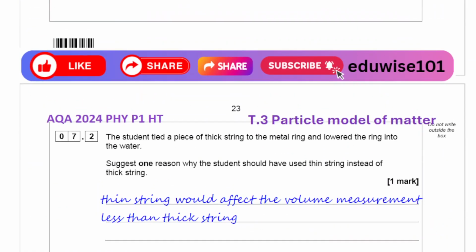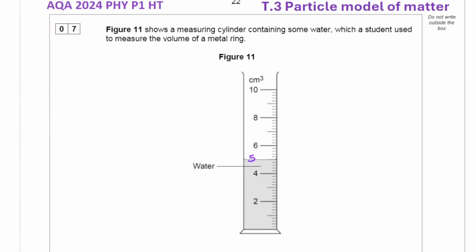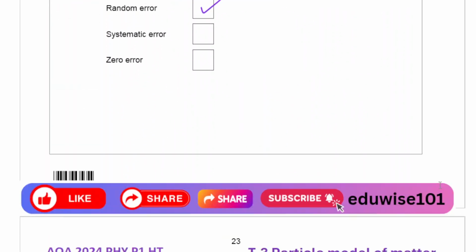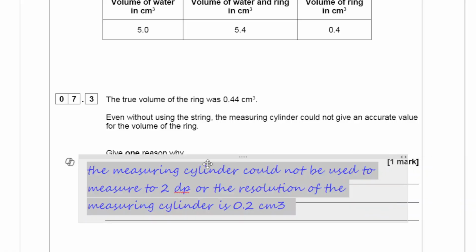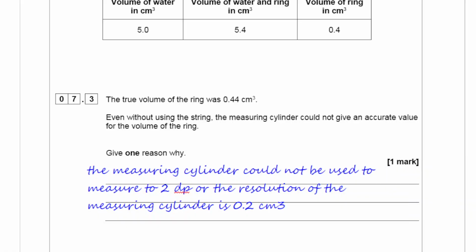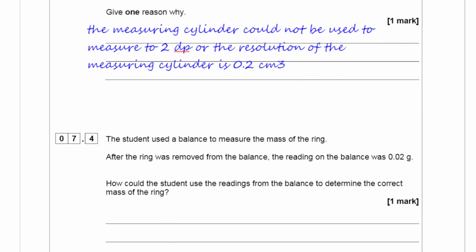Why is that? So if we look at this, each division is 0.2 centimeter cube. So the resolution is not that great. If we used a measuring cylinder with a 0.1 centimeter cube, that would give us a better reading. So give a reason why the measuring cylinder could not be used to measure to 2 decimal places: the resolution of the measuring cylinder is 0.2 centimeter cube.